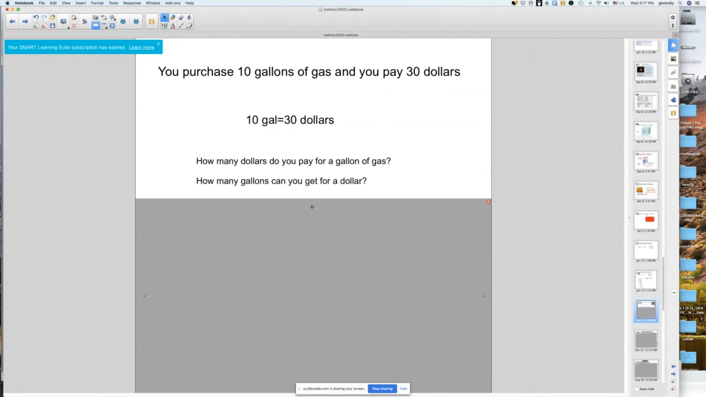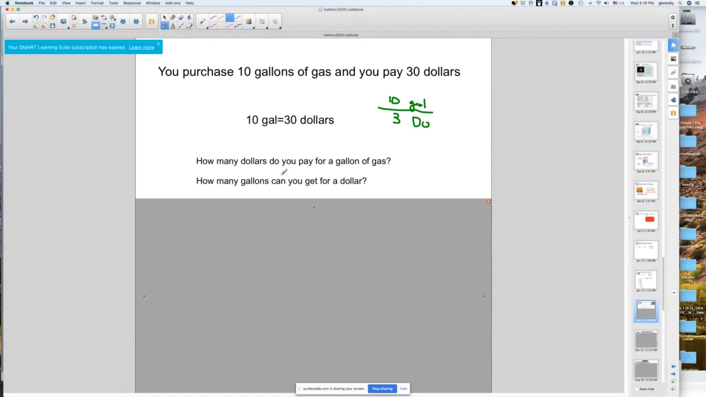Well, the next thing I'm going to ask is how many gallons can you get for a dollar? So the first one is you're going to take gallons per dollar. So you're going to take 10 gallons and divide it by $30. And you get 3.3 or $3.33 gallons per dollar. So for a dollar, you would be able to buy 3.3 gallons.